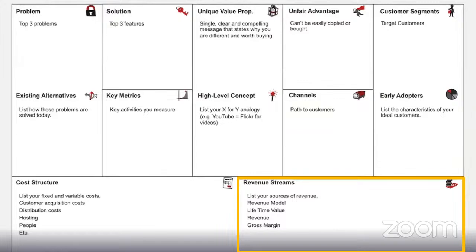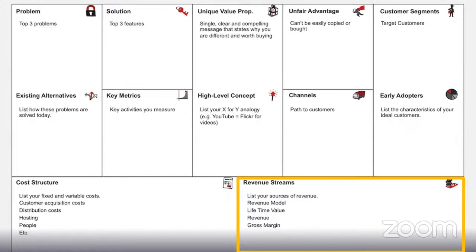On the other side, we have the revenue streams. What are the potential revenue streams you have? How you are going to gain money, what you are going to sell, how you are going to sell it. You must mention this here.